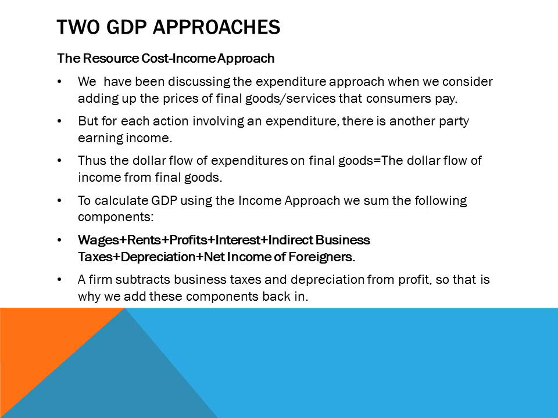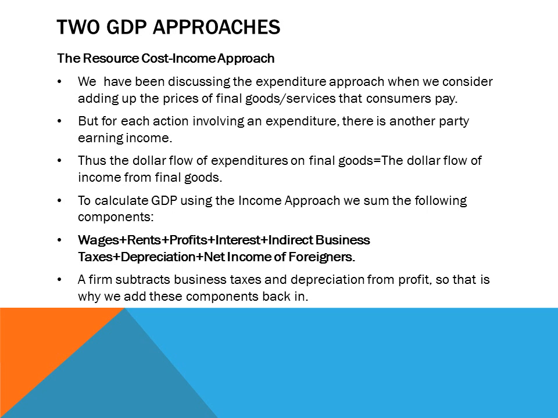There are two main approaches when calculating GDP. One is known as the resource cost income approach. We have been discussing the expenditure approach when we consider adding up the prices of final goods and services that consumers pay. But for each action involving an expenditure, there's another party earning income. Thus, the dollar flow of expenditures on final goods has to equal the dollar flow of income from the sale of final goods. To calculate GDP using the income approach, we simply sum the following income components.